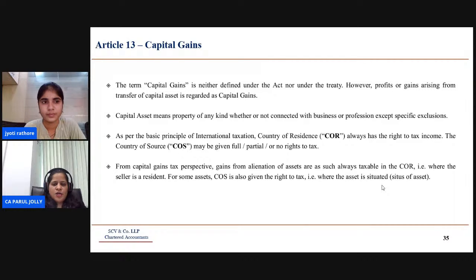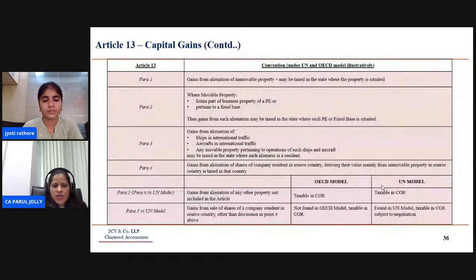Then we have the article related to capital gains. This term capital gains is neither defined as such in the Act nor under the treaty. But in general parlance, we understand that it's profits and gains arising from transfer of a capital asset, maybe movable or immovable. From a capital gains perspective, gains from alienation of assets, especially movable assets, are generally taxable in the country of residence. However, for some assets, the country of source is also given full, partial, or no right. That we'll see later. And certain assets are also taxed based on their situs, especially the immovable assets.